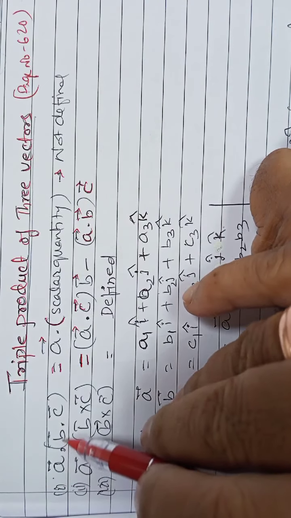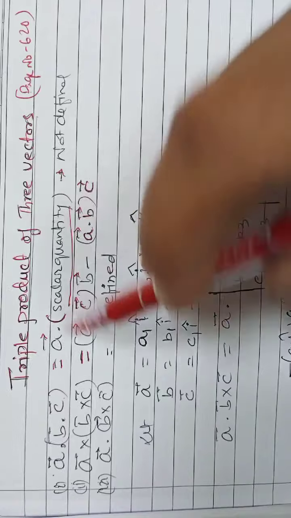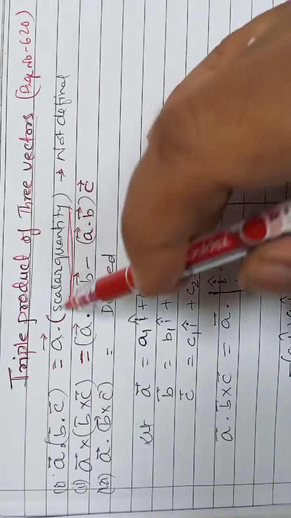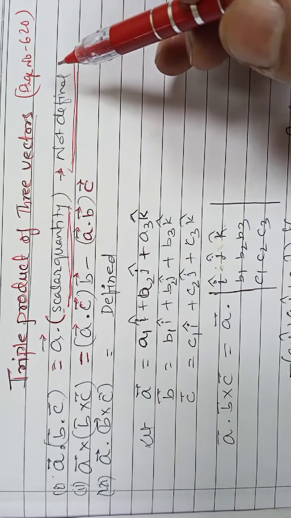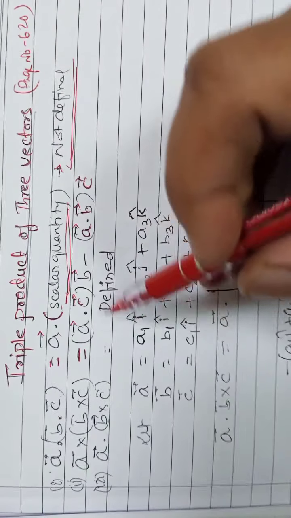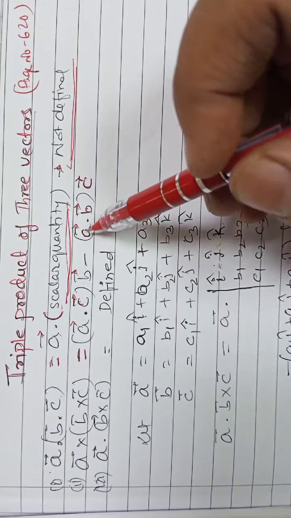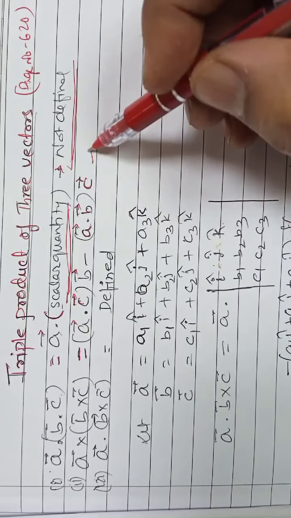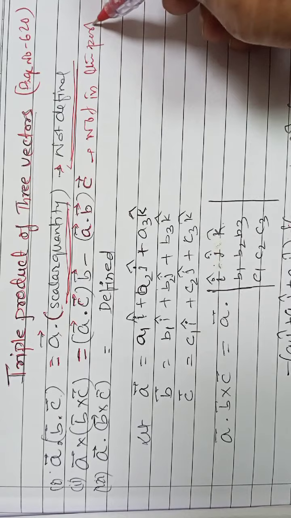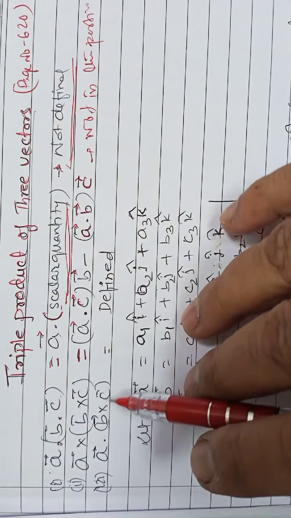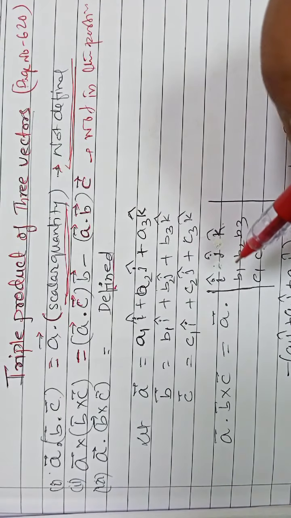First we'll think of A dot B dot C. B dot C will give you a scalar quantity, then A dot a scalar quantity is not defined, not possible. Next, A cross B cross C is (A dot C) B minus (A dot B) C, which is not in the portion. Next, the mixed product A dot B cross C is defined, and we are going to discuss this one only.